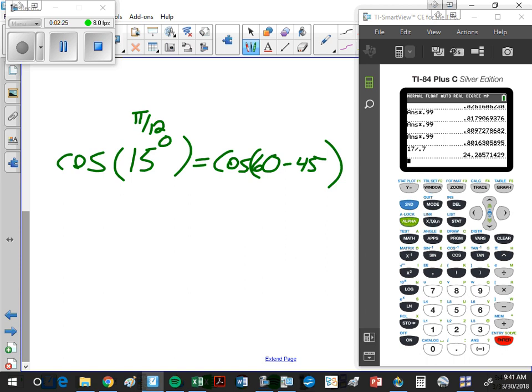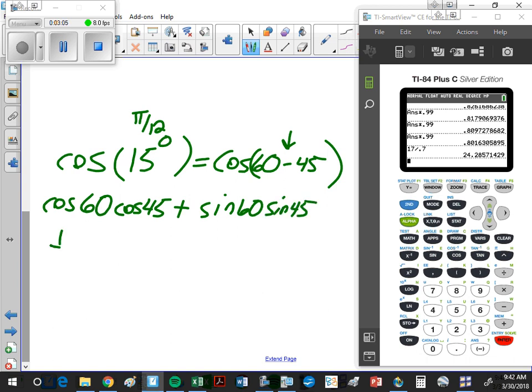But this is the difference formula for cosine. What do you do in the difference formula for cosine? You add. If you look at the formula sheet, it says the cosine of alpha plus or minus beta, and then inside the formula it says minus or plus. So the sum formula you subtract, and the difference formula you add. And the arrangement of the sine and cosine is a little different too. It's the cosine of 60, cosine of 45, and then plus sine 60, sine 45.